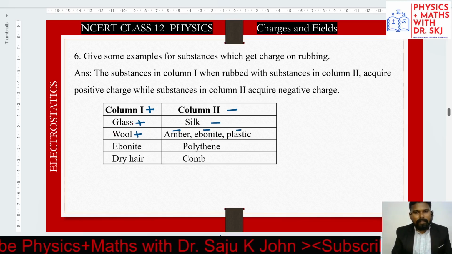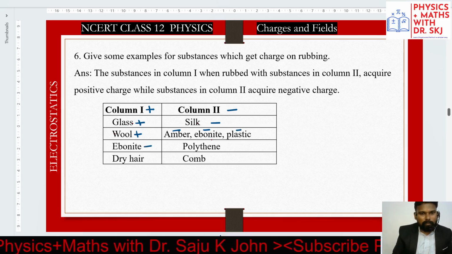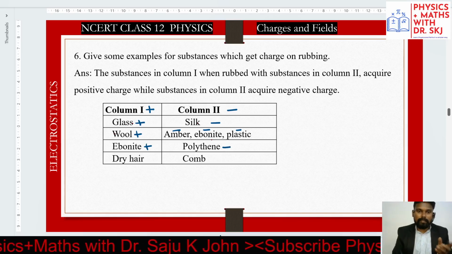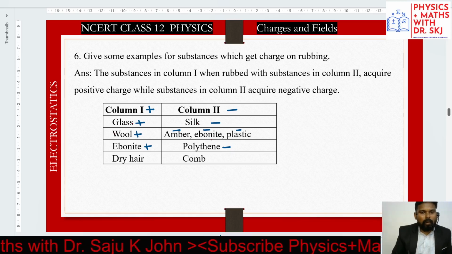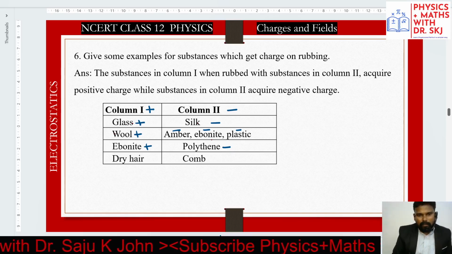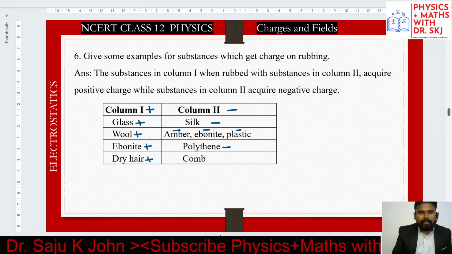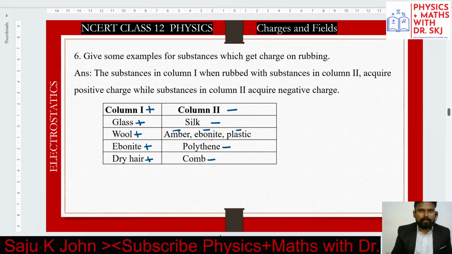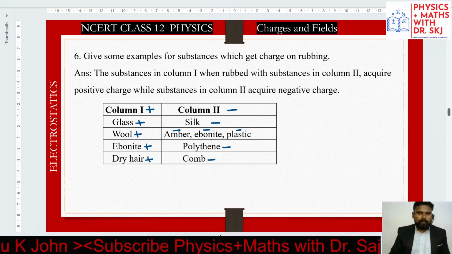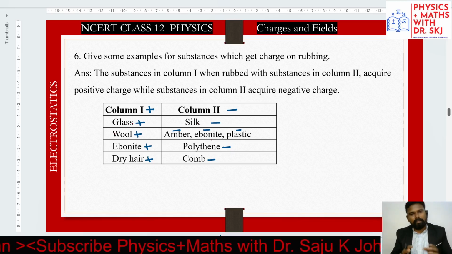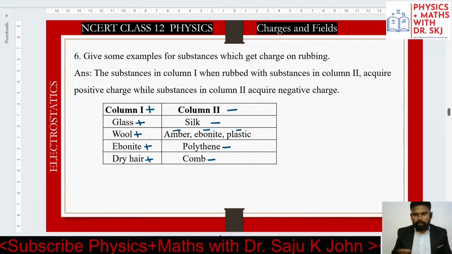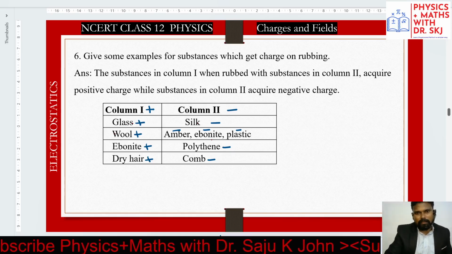Similarly, when ebonite is rubbed with polythene, what happens? Ebonite is positively charged, polythene is negatively charged. When dry hair or fur is rubbed with a comb, what happens? Dry hair is positively charged and the comb is negatively charged. Similarly, the materials in column 1 get positively charged when rubbed with the materials in column 2. So this is the case of frictional electricity.